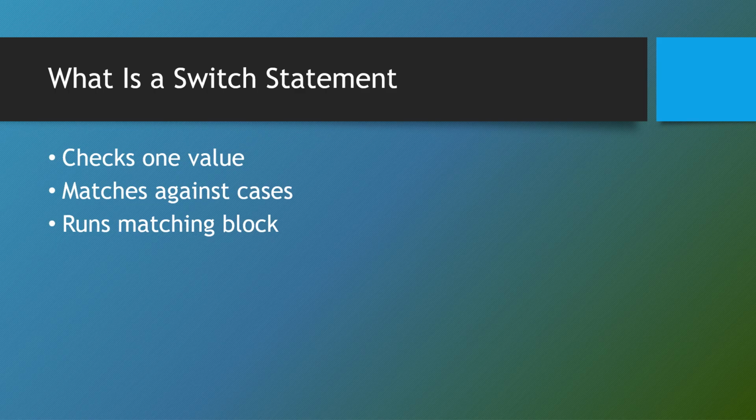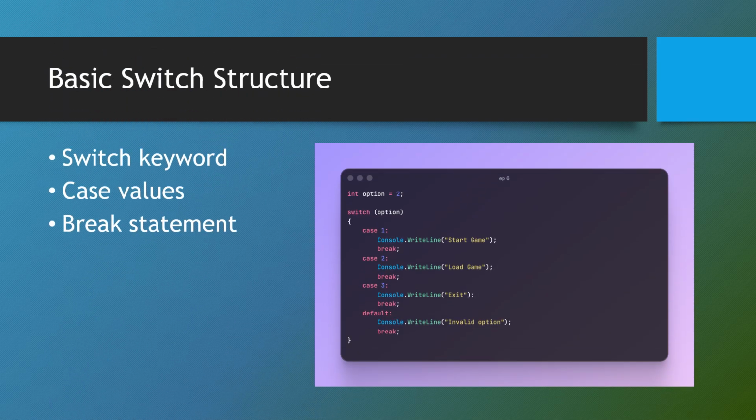What a switch statement is. A switch statement checks the value of a single variable. It then compares that value against a list of possible cases. When a match is found, the code for that case runs. After that, the switch statement stops executing. This makes switch statements perfect for things like menus, commands, and user selections.